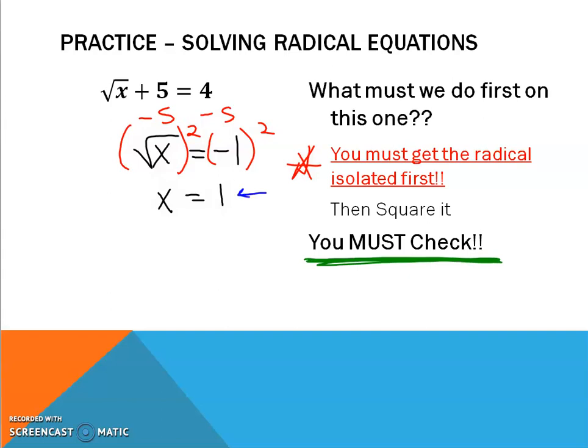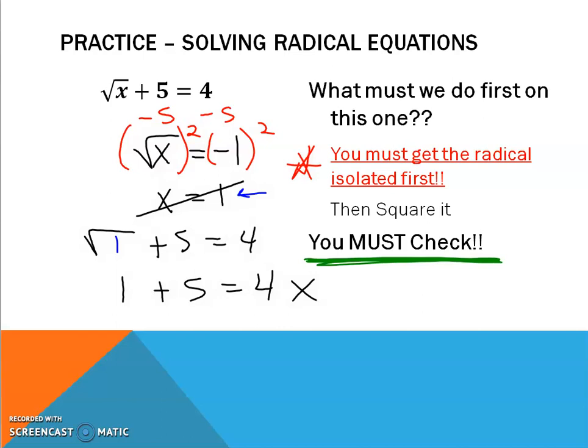Okay? So I need to plug that 1 back into the original equation. So I've got the square root of 1 plus 5 equals 4. What is the square root of 1? Well, the square root of 1 is just 1, plus 5 equals 4. Is that true? That is not true. So x equals 1 is not a solution. And that is not because I made any sort of error up there. I did everything correct. But this function is not a solution.